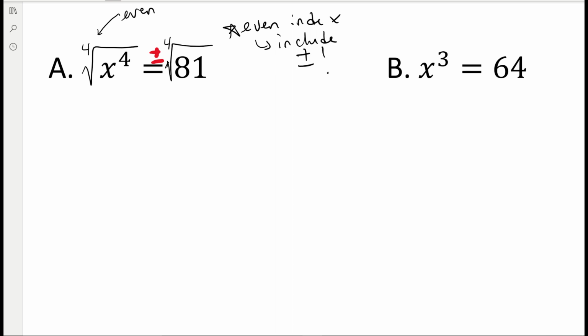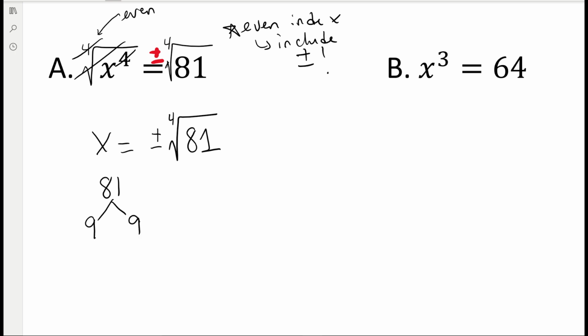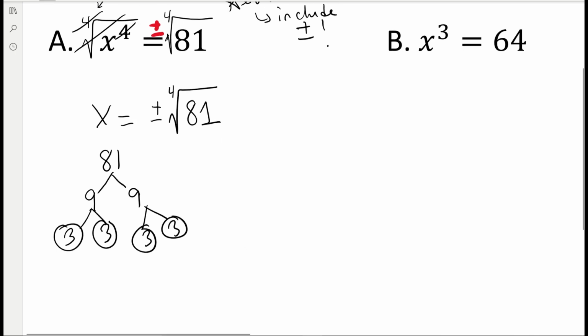All right, so now we have the fourths cancel, leaving you with x equals plus or minus the 4th root of 81. So we need a number that when we multiply by itself 4 times gives us 81. Well, we know that 81, let's go ahead and break that apart. 81 is 9 times 9. And we can break 9 into 3 times 3. Those are primes. Again, we got another 2 prime numbers. And lo and behold, looks like we have four 3s. So this can be written as 3 to the 4th.